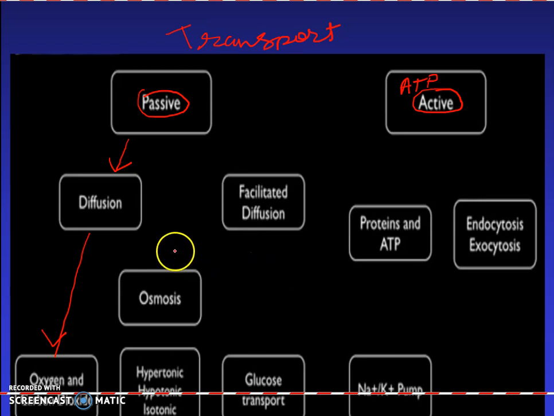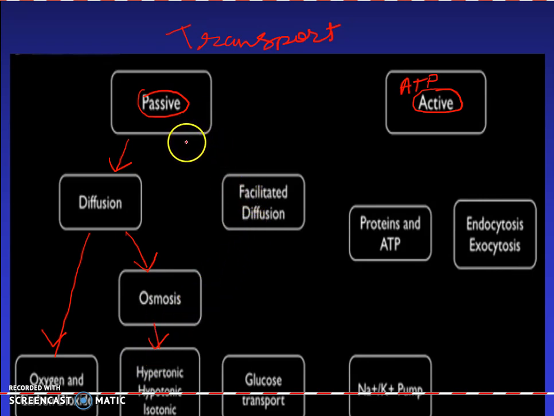Another type of diffusion is osmosis. Osmosis is a kind of diffusion of water across a semi-permeable membrane. The movement of water across the semi-permeable membrane can be hypotonic, hypertonic, and isotonic. We are going to discuss this in detail.